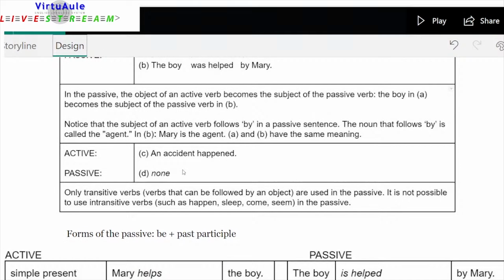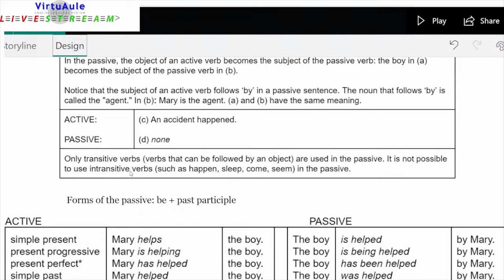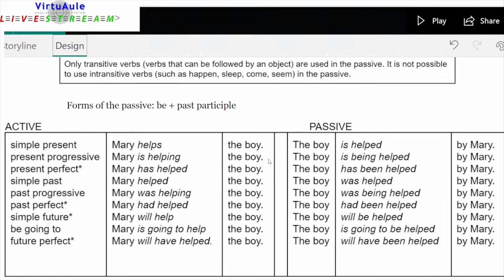In the active, C, an accident happened. The passive, there is none, because there is no object. Only transitive verbs, verbs that can be followed by an object, are used in the passive. It's not possible to use intransitive verbs such as happen, sleep, come, seem in the passive.